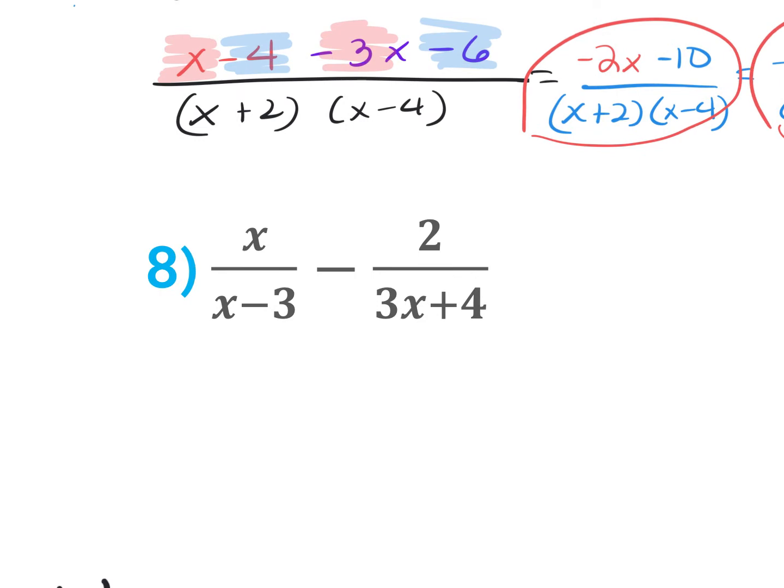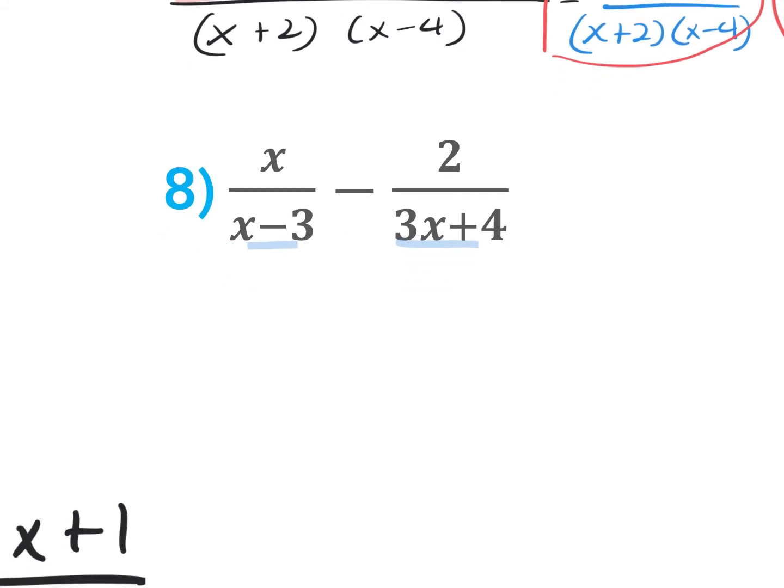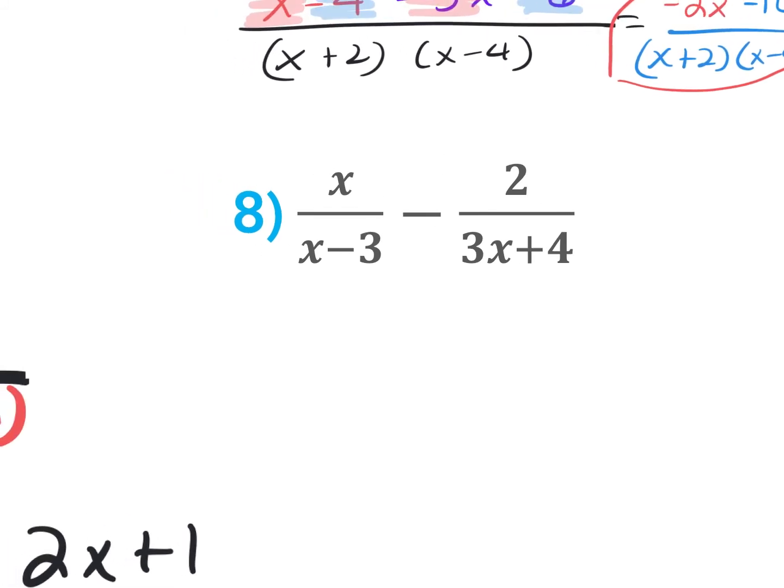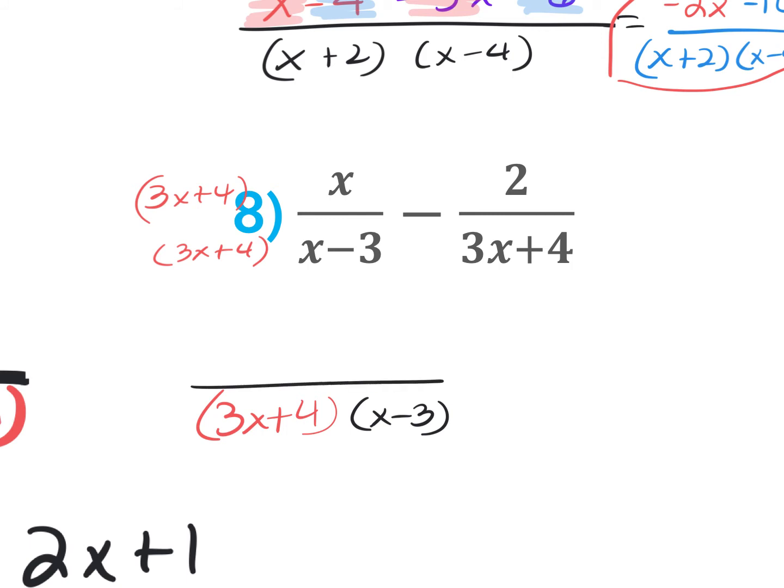Common denominator is both again. So it's going to be this and this. So the first fraction is missing the 3x plus 4. So again, I'm multiplying to get that in the denominator. So my common denominator is 3x plus 4 and x minus 3. And let me set this one up as well. And what this fraction is missing is the x minus 3.